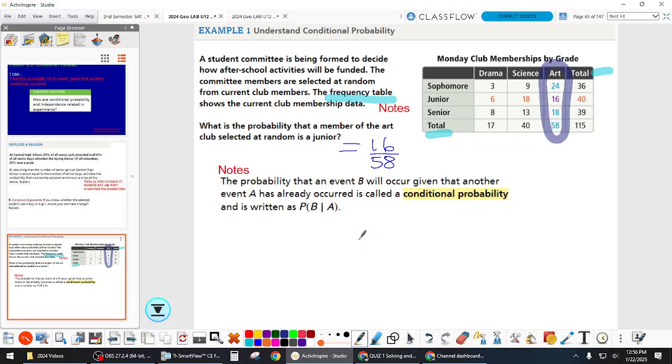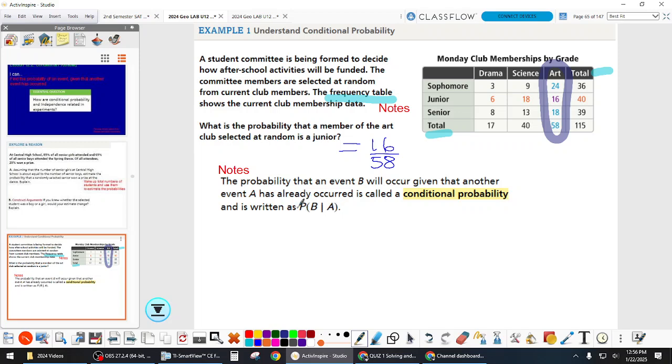That would be a different way of wording the same two things. We would say, what's the probability that a junior is in art? That would be the difference. And this one is the opposite. What's the probability that an art club member is a junior? Do you hear the opposite nature of that? We have notation that shows that, and you can see it right here.